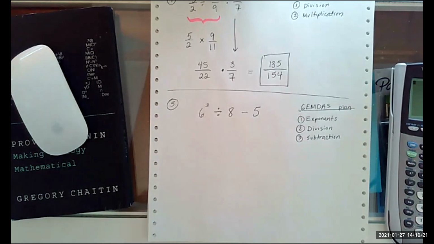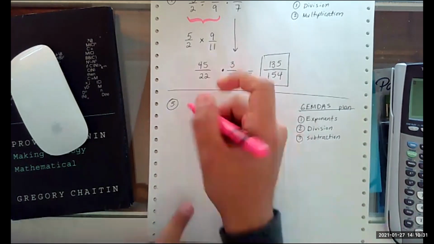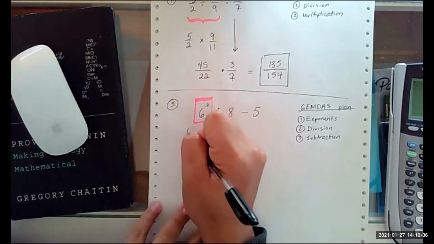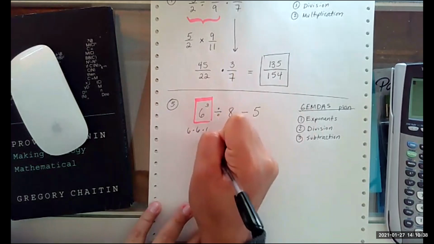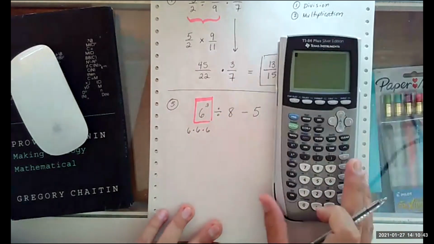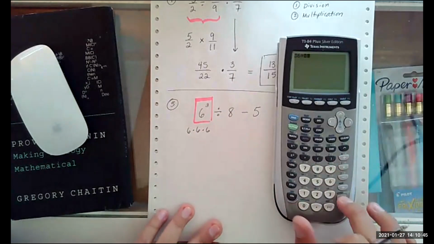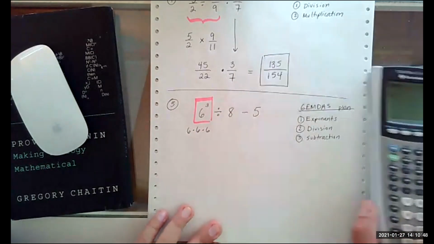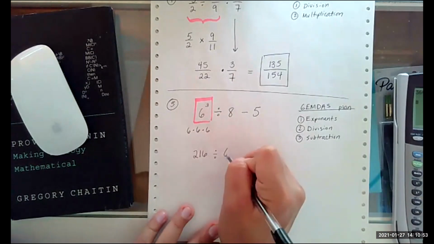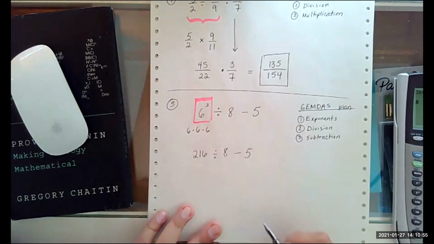Okay, so in this problem, GEMDAS is going to prescribe to us that we have to take care of exponents, then division, then finish up with the subtraction. So I'll go ahead and take care of 6 to the third power, which again, you should be interpreting as 6 times 6 times 6. So 36 times 6 is some number. Throwing that in the calculator just to get 216. So we have 216 divided by 8 minus 5.